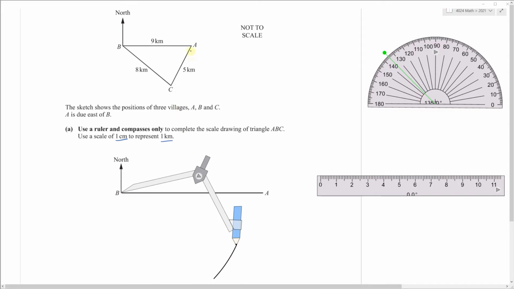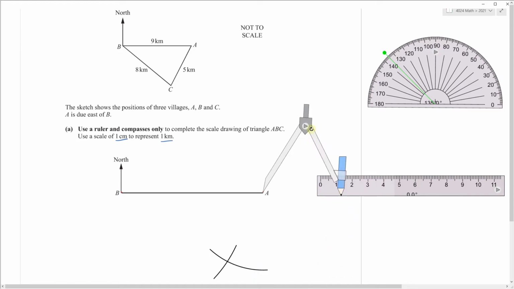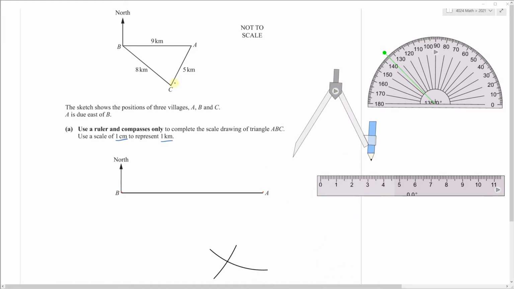And then we know that the distance between A and C is 5 kilometers. So now I'll readjust my compass to be 5 centimeters. So this is almost 5 centimeters. And then I'll place it at point A and draw another arc. So the intersection of these two arcs will give you the village C.